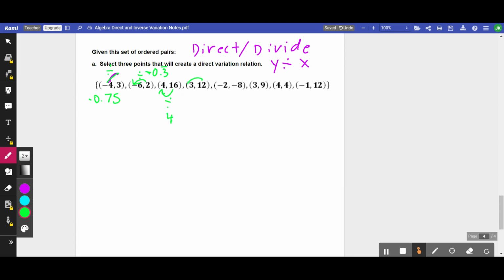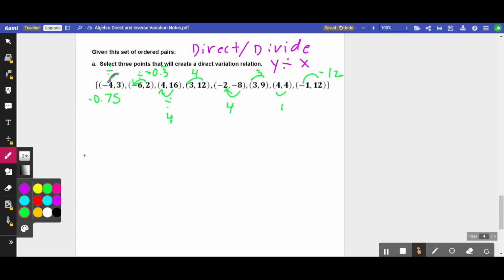And then you can divide these. So y divided by x, that'd be 4 again. Then you can divide your y by the x here. So 8 divided by the negative 2, that'd be 4 again. And then 9 divided by the 3, that'd be 3. 4 divided by 4 would be 1. And then you can divide these here. So you have negative 12. So pretty much you're figuring out which of these give you the same value for k when you do them.